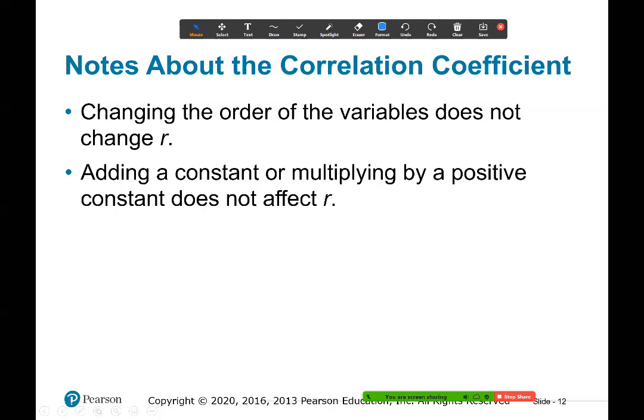Adding a constant or multiplying by a positive constant does not affect R at all. So when you add a constant or multiply by a positive constant, it will not affect R. Next, R is unitless.